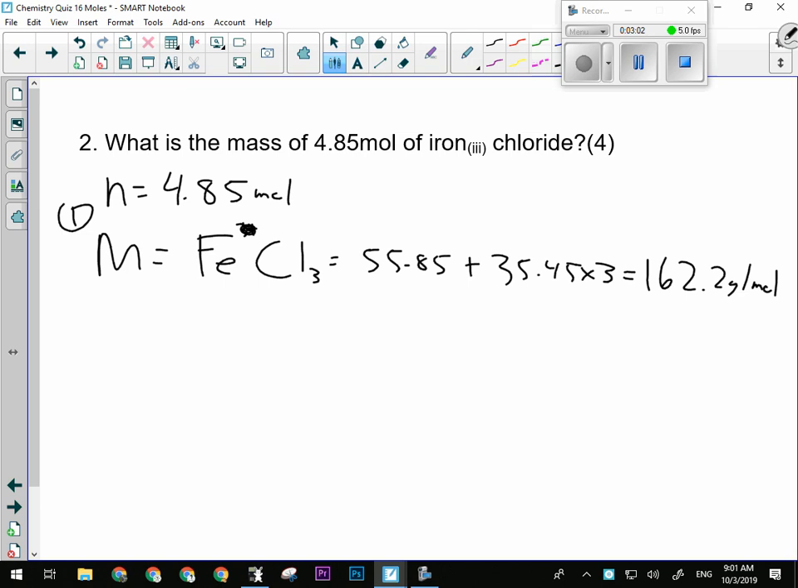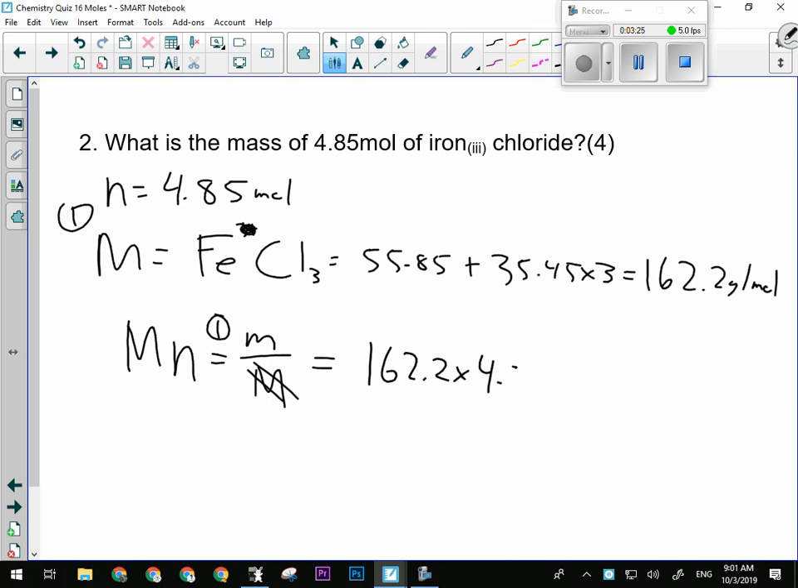Okay. And we are looking for little m this time. So N equals little m over big M. We're trying to get little m by itself, so we're going to multiply both sides by big M to produce that formula. If they've got something that looks like that, give them a mark for it. That's their second mark. Okay, plugging in our numbers here, we're going to have 162.2 times 4.85. Mark for that.